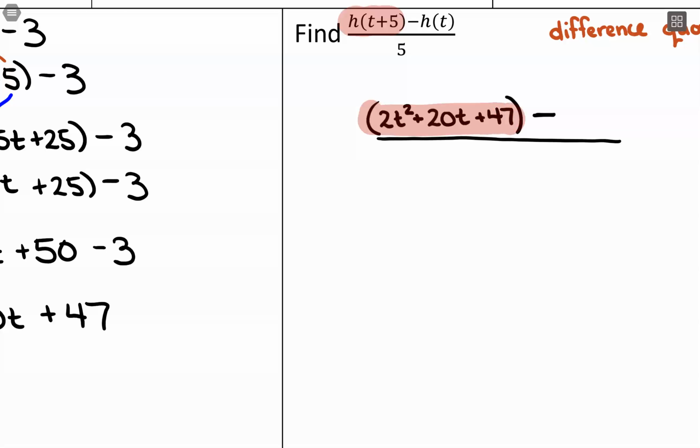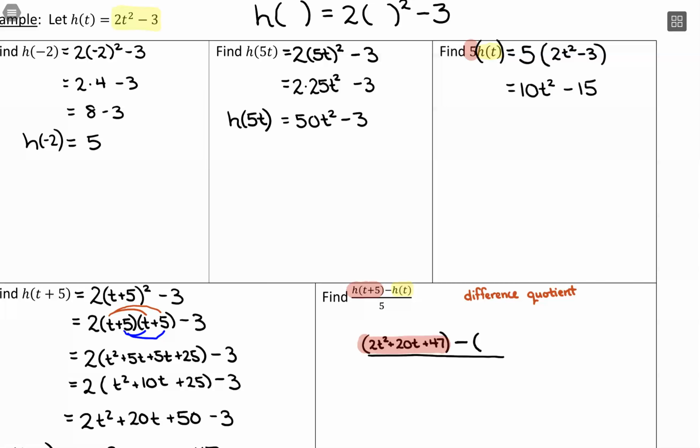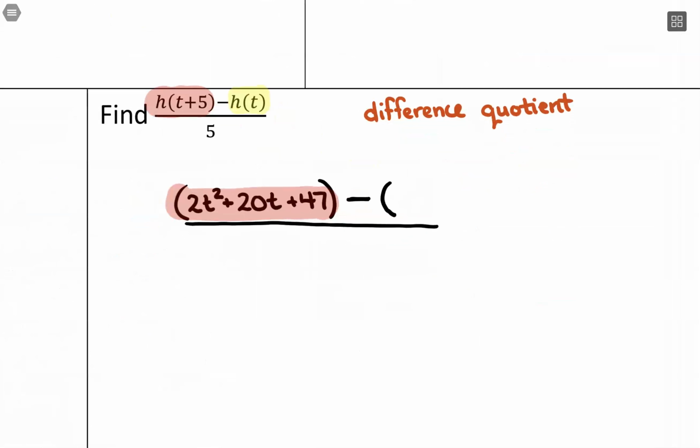Then I'm going to go minus, and I'll use parentheses here, and then I want to have h of t. Well, h of t in its original form is that 2t squared minus 3. So I'm going to write that in the parentheses: 2t squared minus 3. So what I just wrote in the numerator there is the equivalent of h of t plus 5 minus h of t. It just looks a lot longer because we're using the full expressions, but we have our h of t plus 5 minus h of t. And then our third piece is our denominator, which is just 5. We're not going to do anything there.